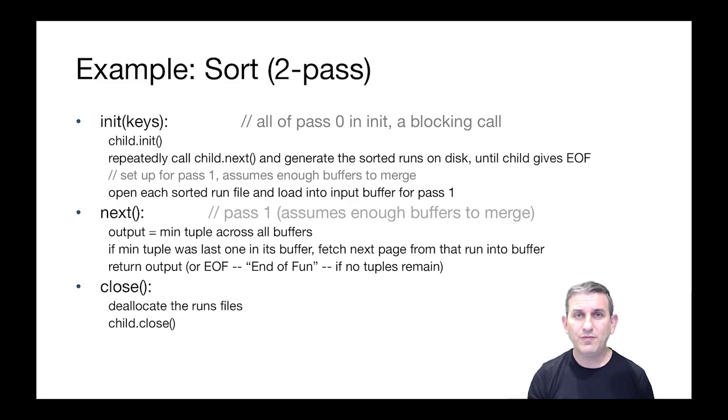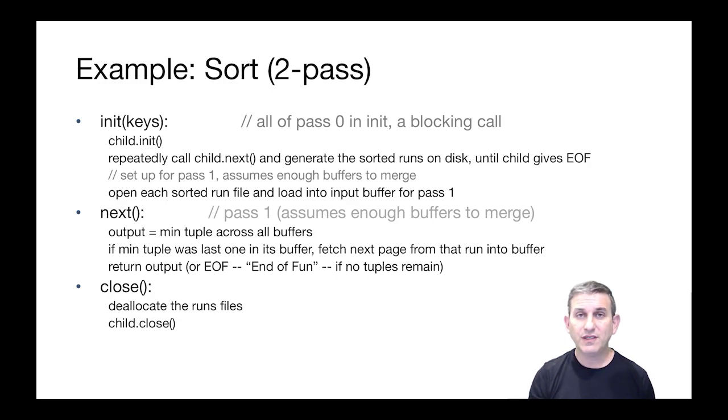And we'll only look at a 2-pass example here in our pseudocode, but you can imagine the extension to multiple passes. It's fairly natural. We'll start with the init call, which is passed the keys that we want to sort by, the columns of the sort key. And the init call is going to implement all of pass 0 of our sorting algorithm. And that's going to make it a blocking call because it's going to consume its entire input before returning. Let's see how it goes.